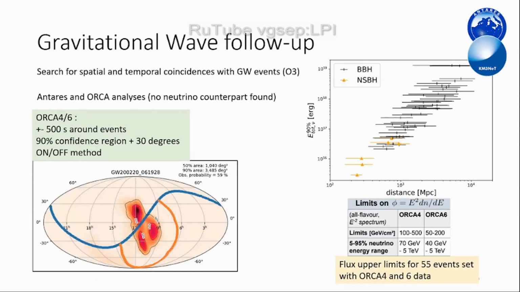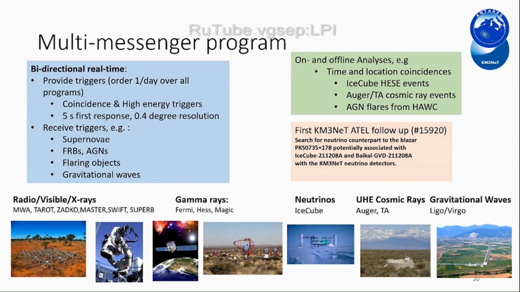Right. So we had a very elaborate multi-messenger program with ANTARES. We provided triggers to experiments, we received triggers, did follow-ups, we were in these networks. We had, for example, our own optical follow-ups. We had online and offline analyses. I'm not showing them today. But this is passed on to KM3NeT. So, for example, KM3NeT ORCA had its first ATEL follow-up, I think, a few months ago for this blazar here, which was in coincidence with IceCube and Baikal. So we hope to set up this program again.